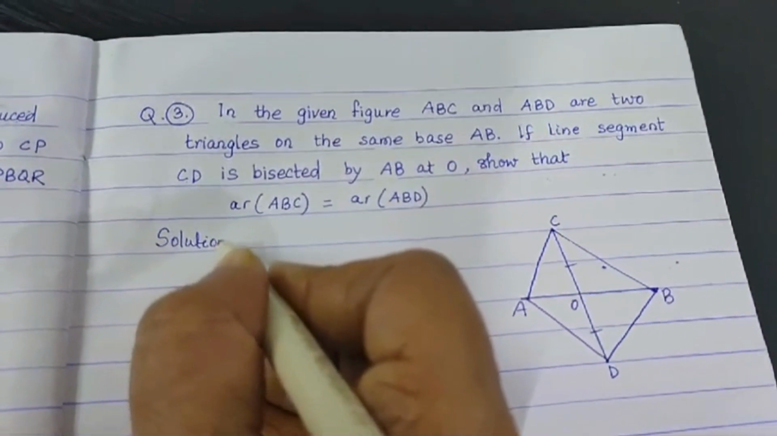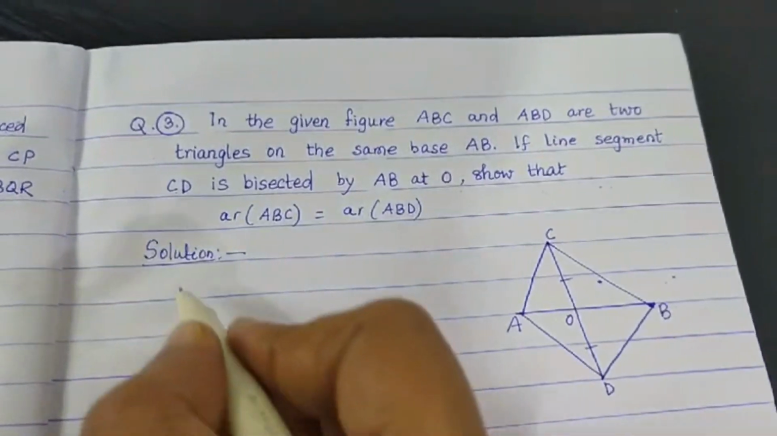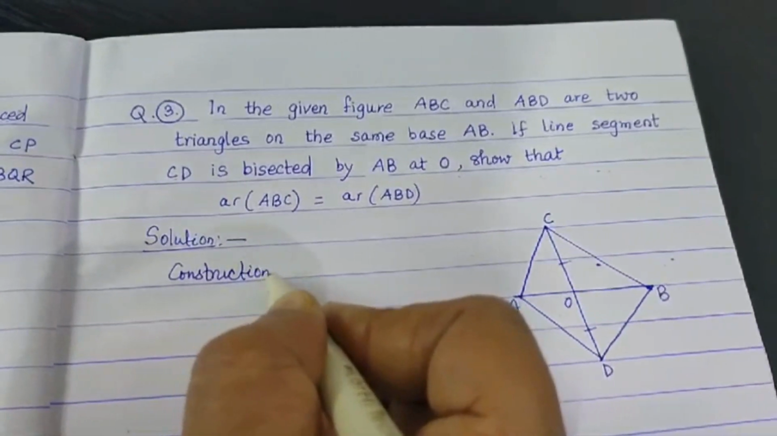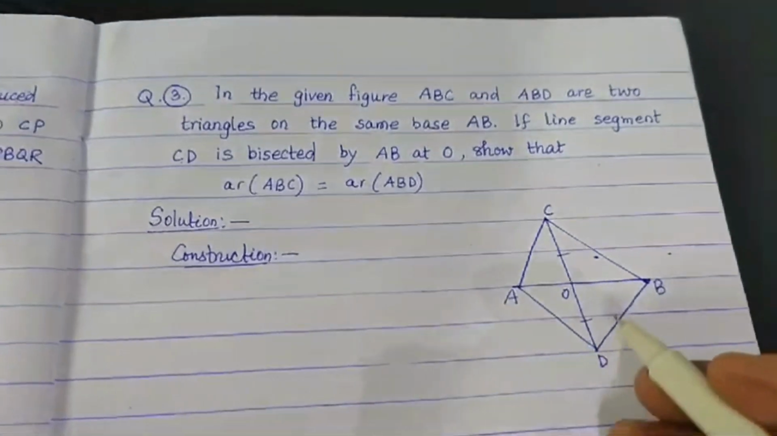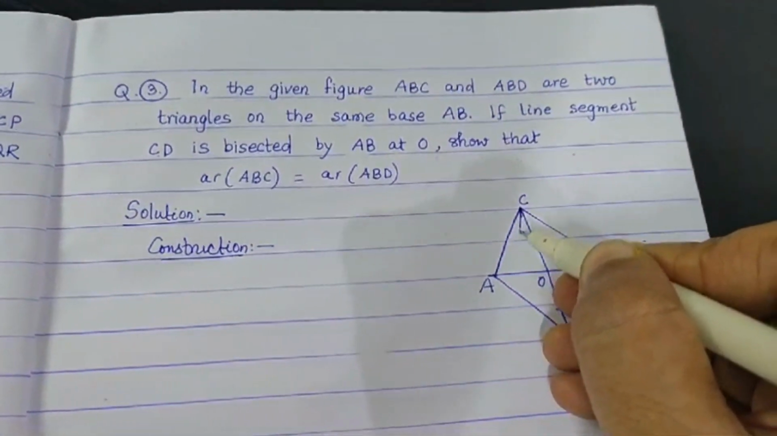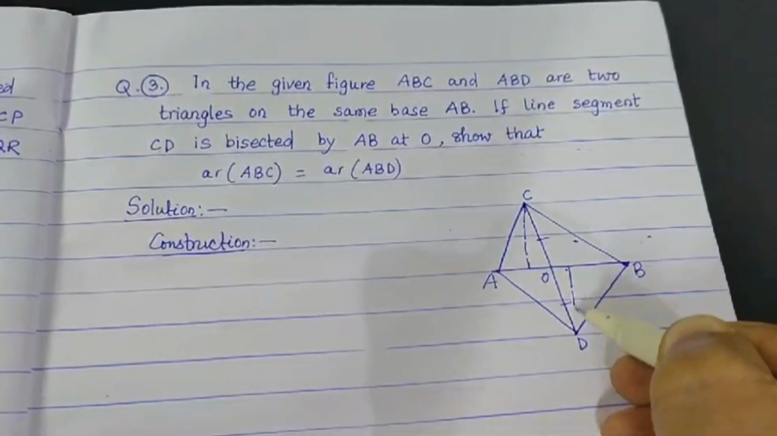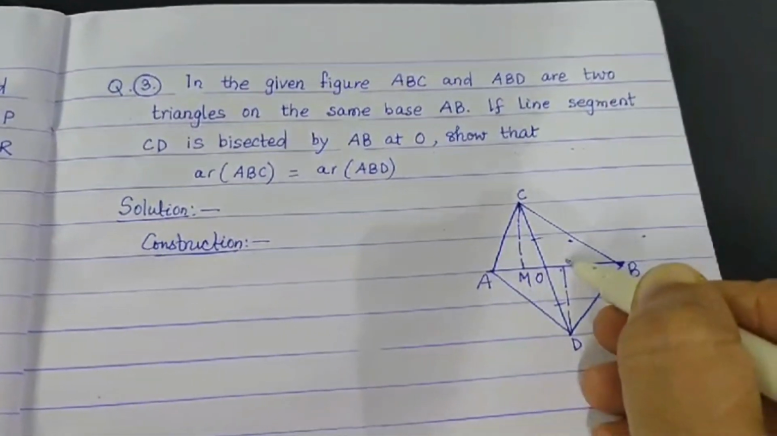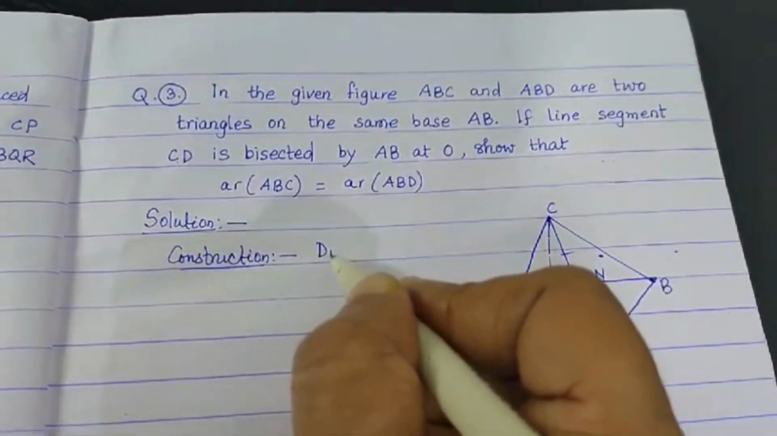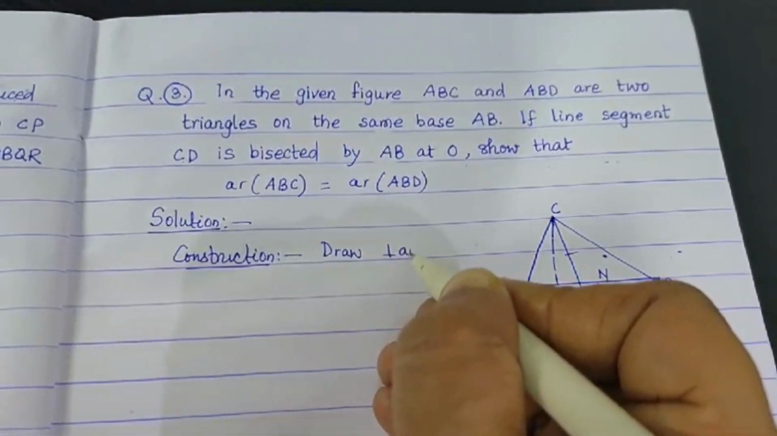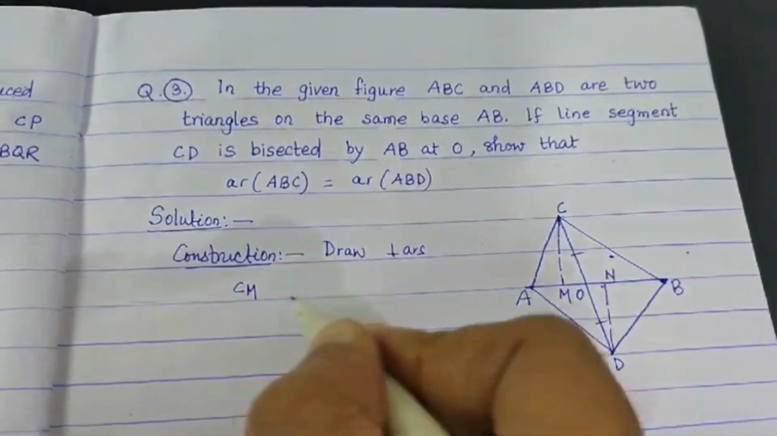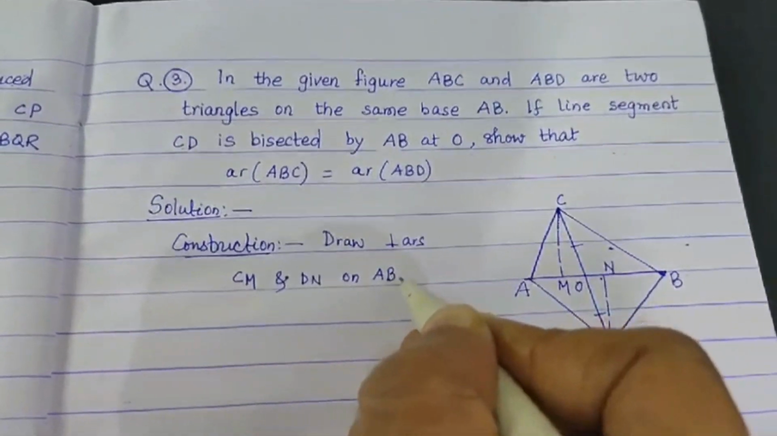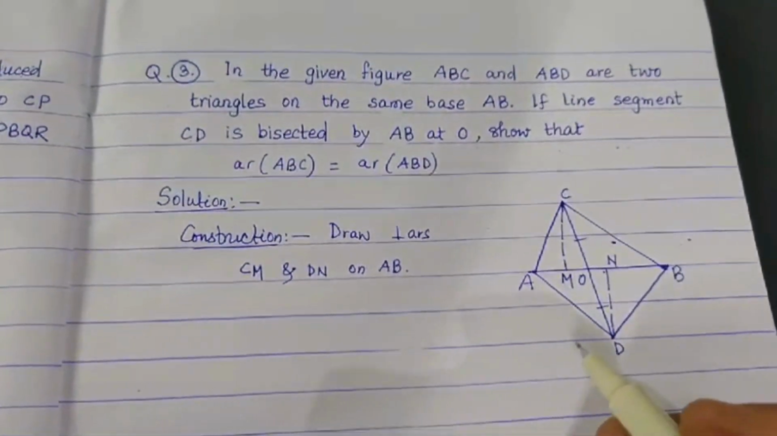And for this we will have to draw a construction. So the construction is, because directly we have no clue, we cannot do anything. We need to draw two perpendiculars like this. Let us name this C, M and D, N. Draw perpendiculars CM and DN on AB.